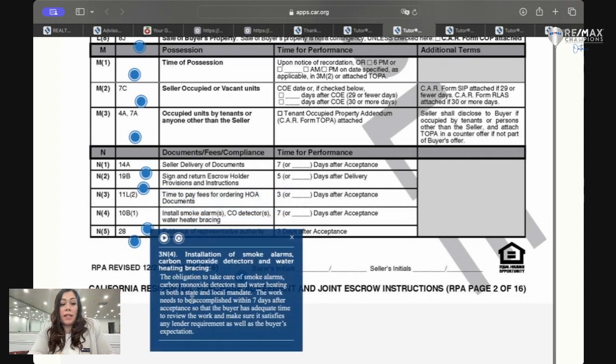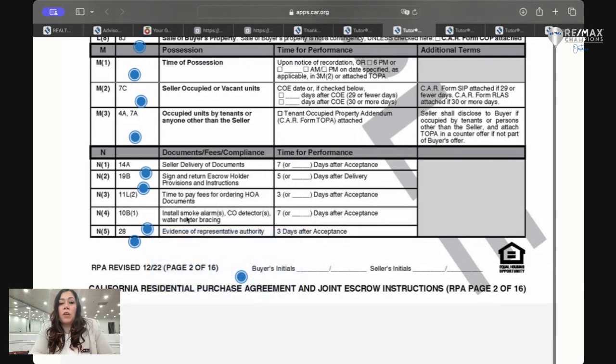And so installation of smoke detectors, carbon monoxide, and water heater bracing. So the obligation to take care of the smoke alarms, carbon monoxide, and water heater is both a state and local mandate. The work needs to be accomplished within 7 days after acceptance, so the buyer has adequate time, obviously, to order their appraisal.